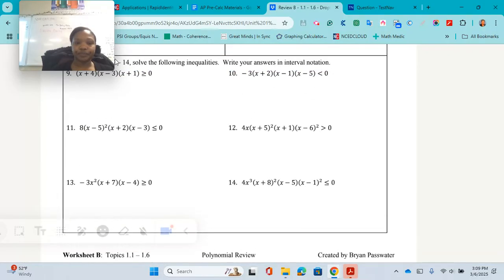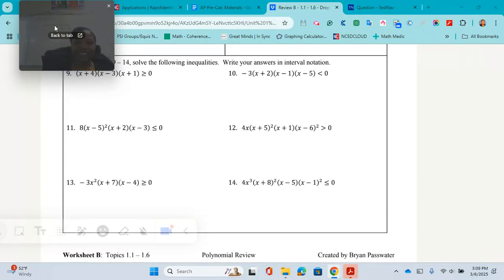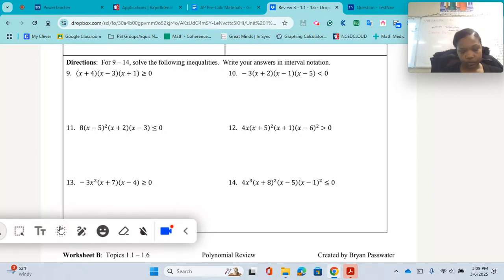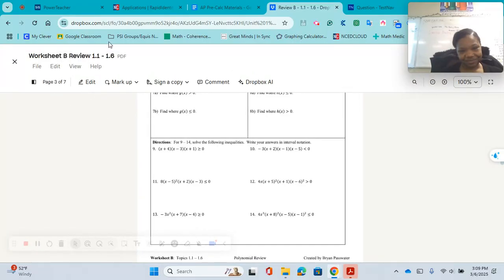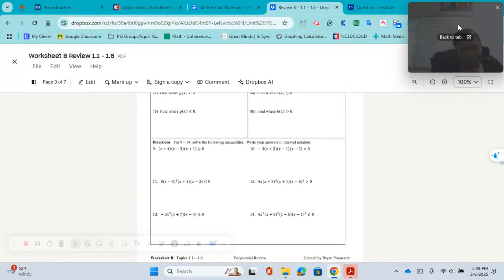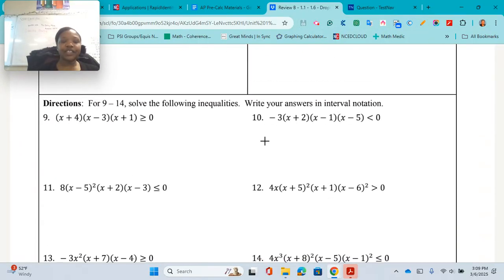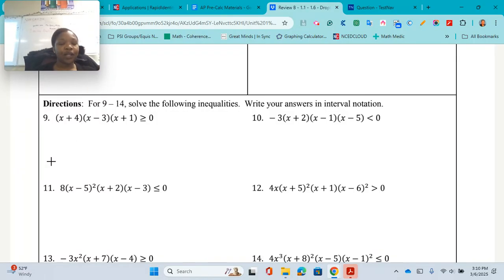Now the long ones. Let me get room for this. All right, now, on this next one, this is going to be pretty long. Solve the following inequalities. Write your answer in interval notation. First, we have this inequality. Can someone tell me, what are our zeros?